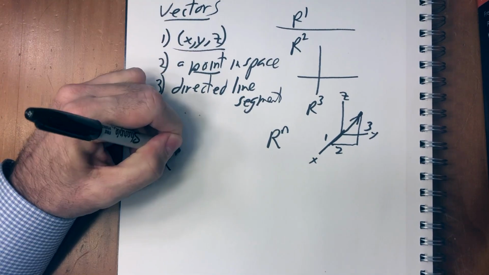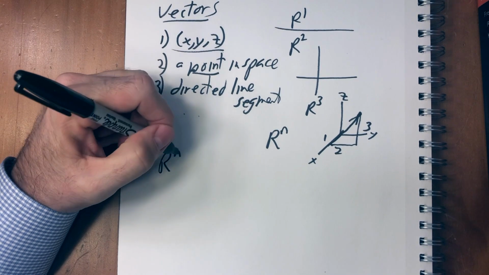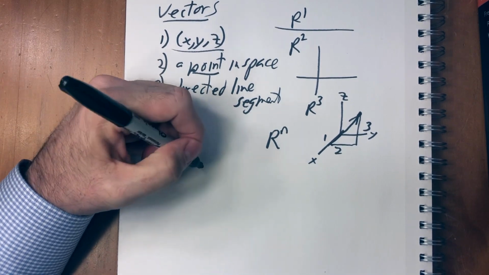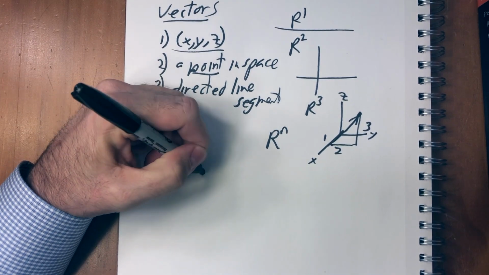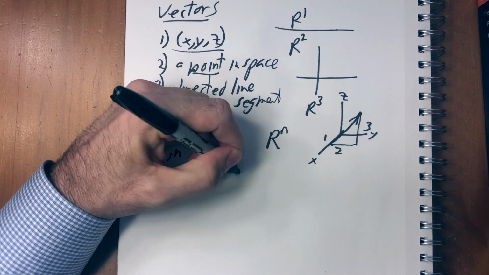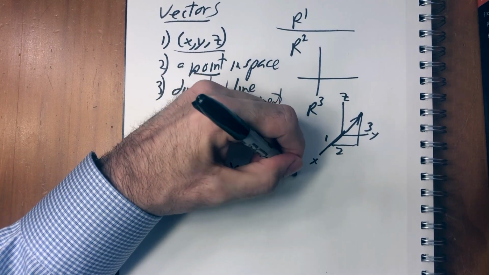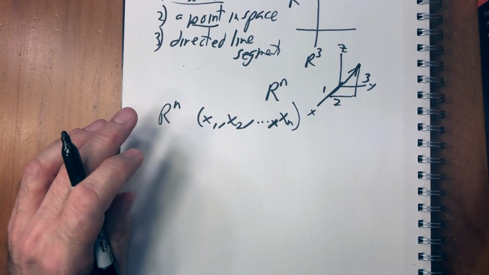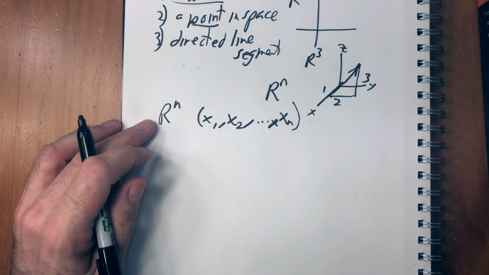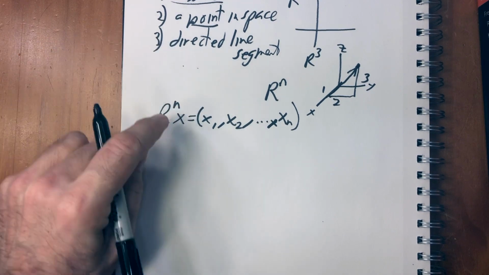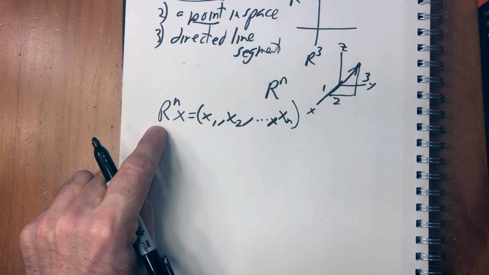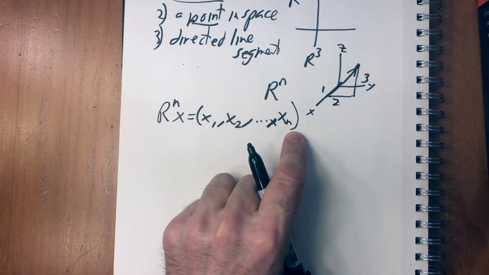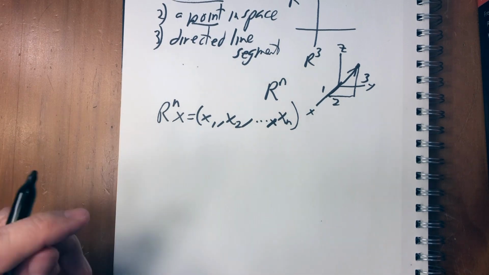So we define Rn, where n is a positive integer, as the set of all ordered n-tuples (x1, x2, up to xn), where these are all real numbers. So Rn is called Euclidean n-space, and we can think of x as an element in Rn, and we can think of them as vectors, or sometimes they're called n-vectors.